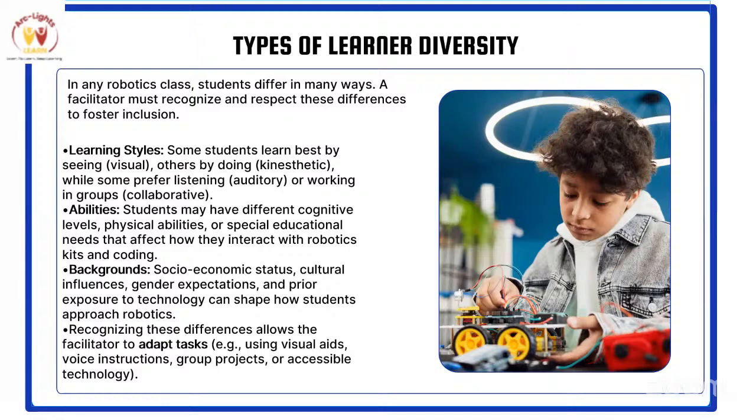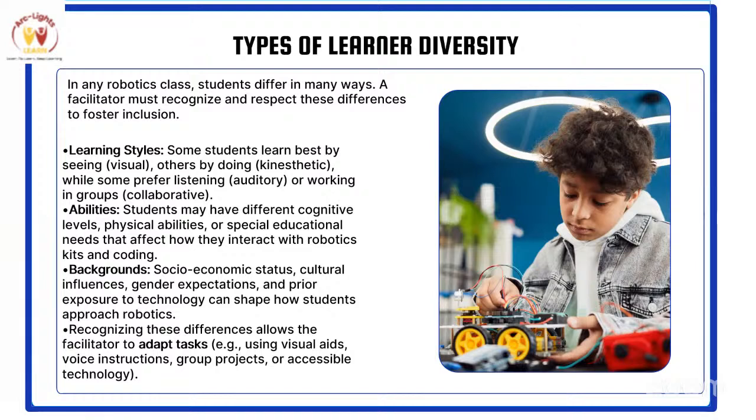Abilities. Students may have different cognitive levels, physical abilities, or special educational needs that affect how they interact with the robotics kit and coding. All right, we must understand this also. Different levels: some are quick on building, some are relaxed and listen more, some are calm and want to work as a team, some just want to watch videos and collaborate and pick up from there, right?